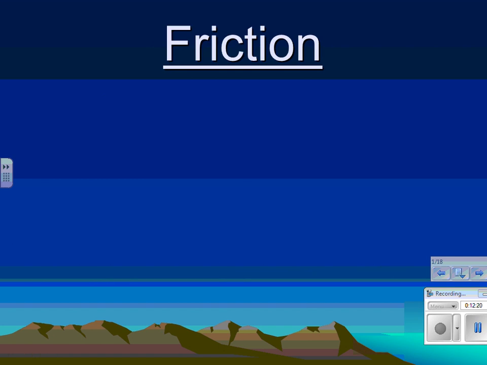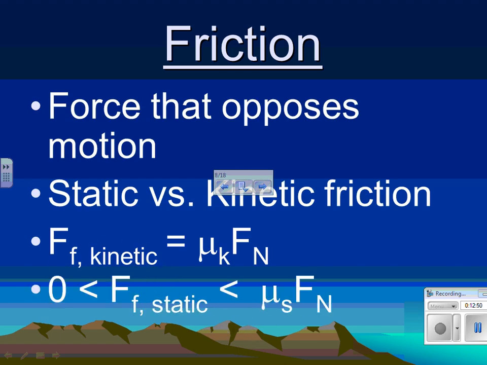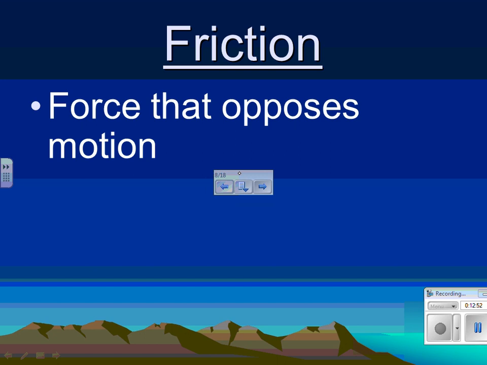Friction. Now, friction is something that really exists everywhere. In a lot of the problems we do in this class, we're going to ignore it because it makes our lives a lot easier, but we're not always going to ignore it. Friction is a force that occurs between any two objects that are in contact with one another, and it generally is a force that opposes motion.